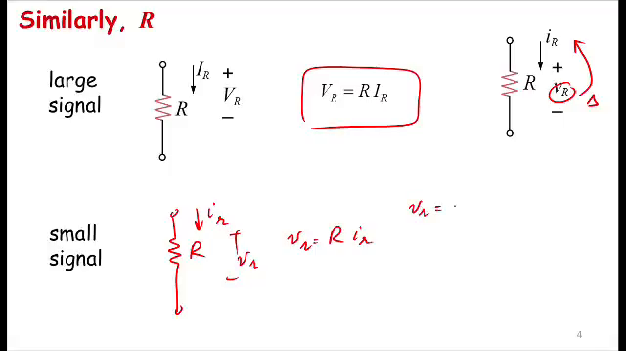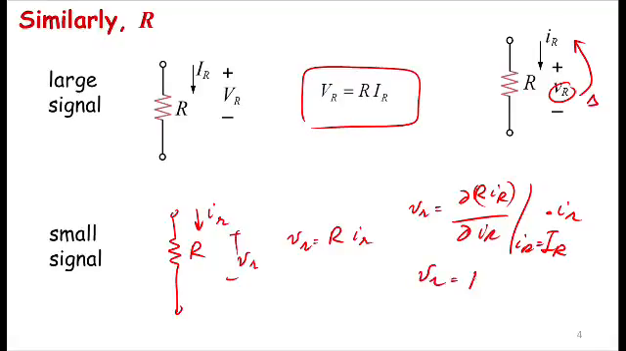So vr would be given by del of R IR over del IR, evaluated at capital IR, times small ir. Okay. So in this case, del by del IR of R IR is simply R. Okay, so there you have it. So not surprisingly, these two are the same. So for a resistor, its linearized model is the resistor itself.